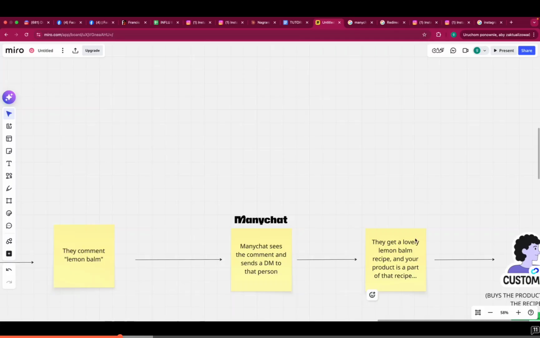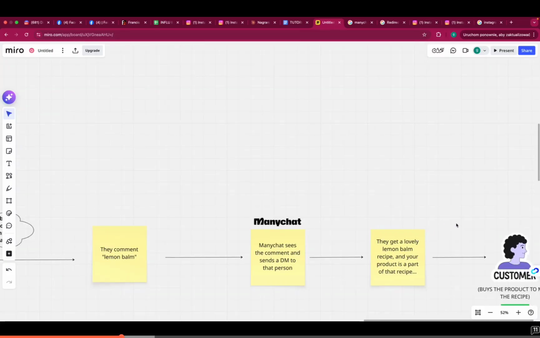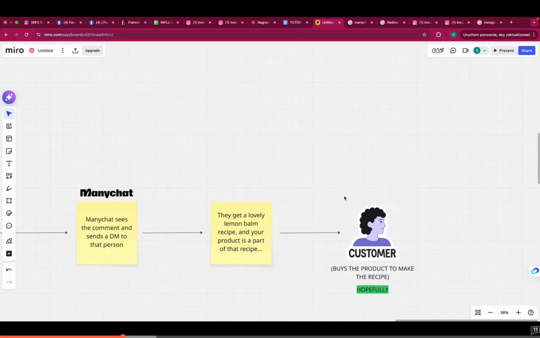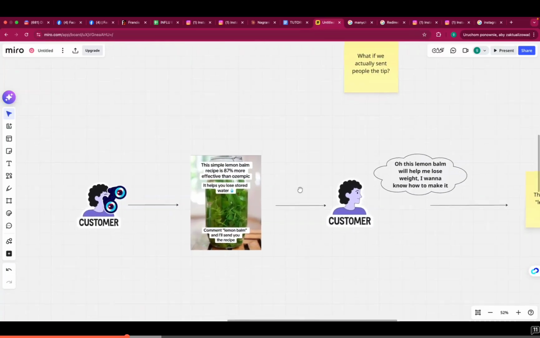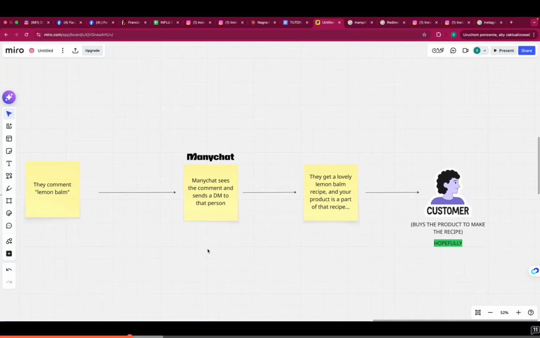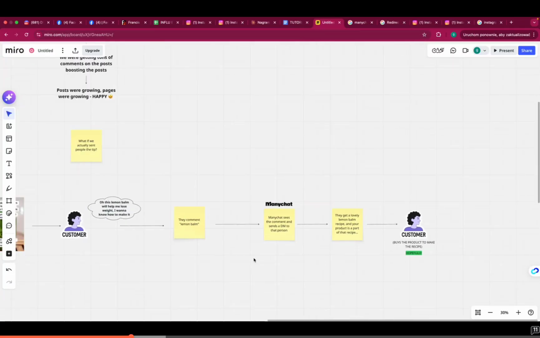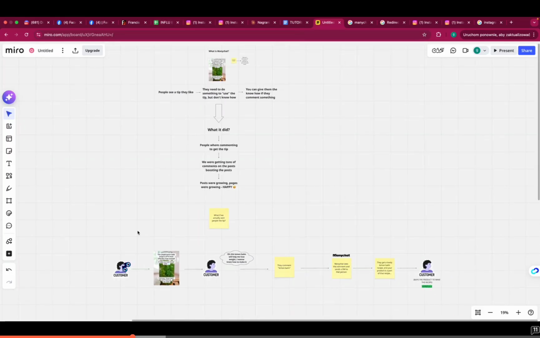The recipe would contain your product, and hopefully the customer who saw the recipe decides to buy the product to make the recipe. So let's say in the lemon balm recipe, you needed to add, I don't know, fiber to actually make it work, whatever. They would need to buy fiber to make it all work. So this whole thing is the story of ManyChat.